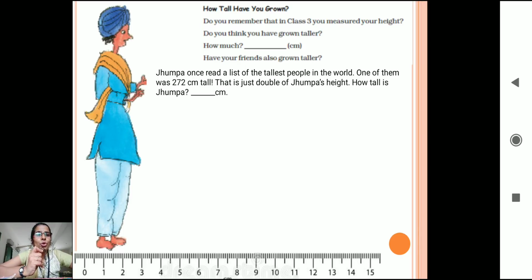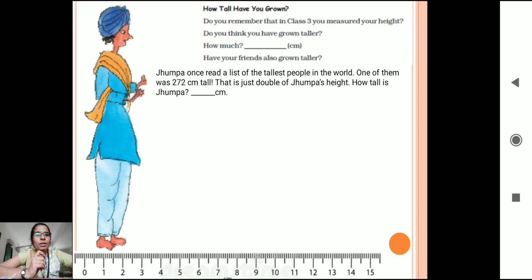Okay? So do you think now you have grown taller than last year? How much taller have you grown? You have to see that. How will you see that? You will see your last year's height and your present height. You will measure it and what will you do? You can subtract that. Okay?